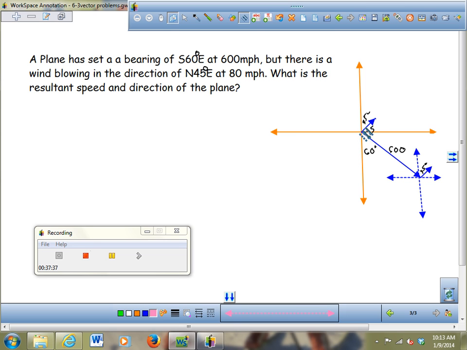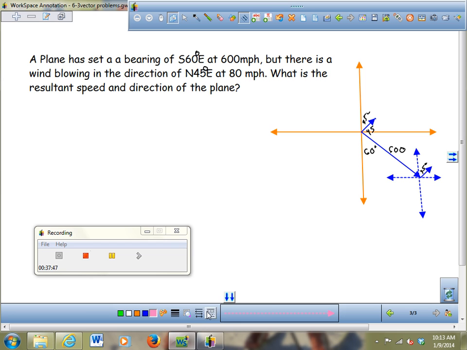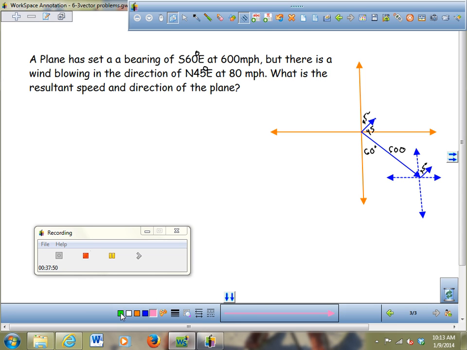What I'm looking for is the magnitude and direction of this vector going from, why did it go that way? I don't want it to be dotted, I want it solid. Let's make it green. Okay, so if I start here and go to here, my airplane's going to end up doing something like that, right? And they want you to figure out how fast it is going and what direction it is going, all right?